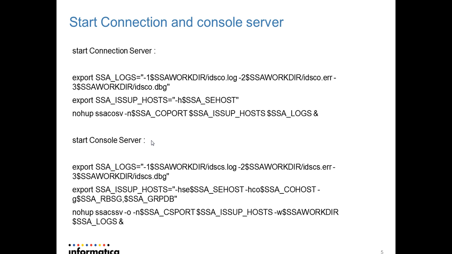To start console server in a group, use command /ssscsv, and with -n option give a console server host and port, and also you need to pass connection server and search server host and port also with this command. Also give rule-based server group name and connection strings with /ssscsv command, and always start console server with -o option, so it will avoid starting default servers with this command.